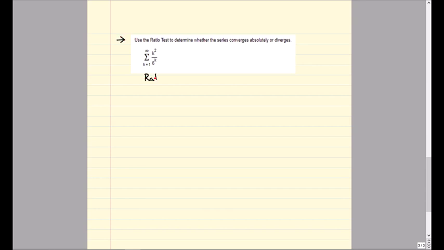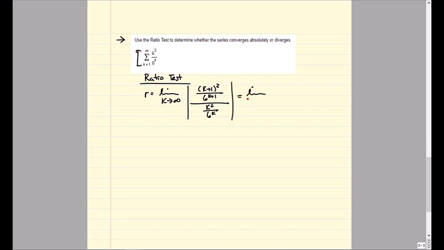So the ratio test, I'm going to define r, our rho, to be equal to the limit as k approaches infinity of the absolute value of our next term, which would be (k plus 1) quantity squared all over 6 to the k plus 1, divided by my current term, which is k squared over 6 to the k. Now everything looks to be positive here because k is going from 1 up to infinity. So I could drop those absolute values, but I'm going to wait until after I simplify this just a bit in case something strange might pop up.